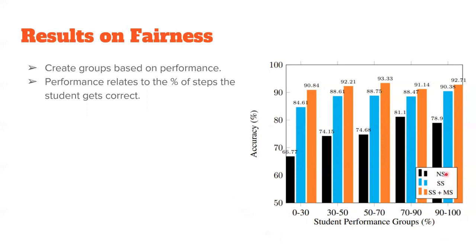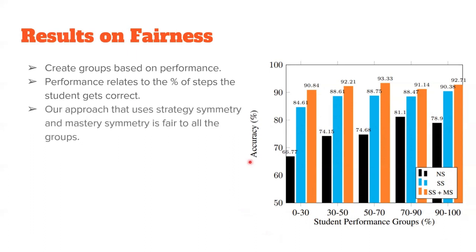NS is the one that uses no symmetry. SS is the one that uses strategy symmetry. And SS plus MS is our approach that uses both symmetries. We can clearly see that our approach, which uses the strategy and mastery symmetry, is fair to all the groups and is high performing as well.